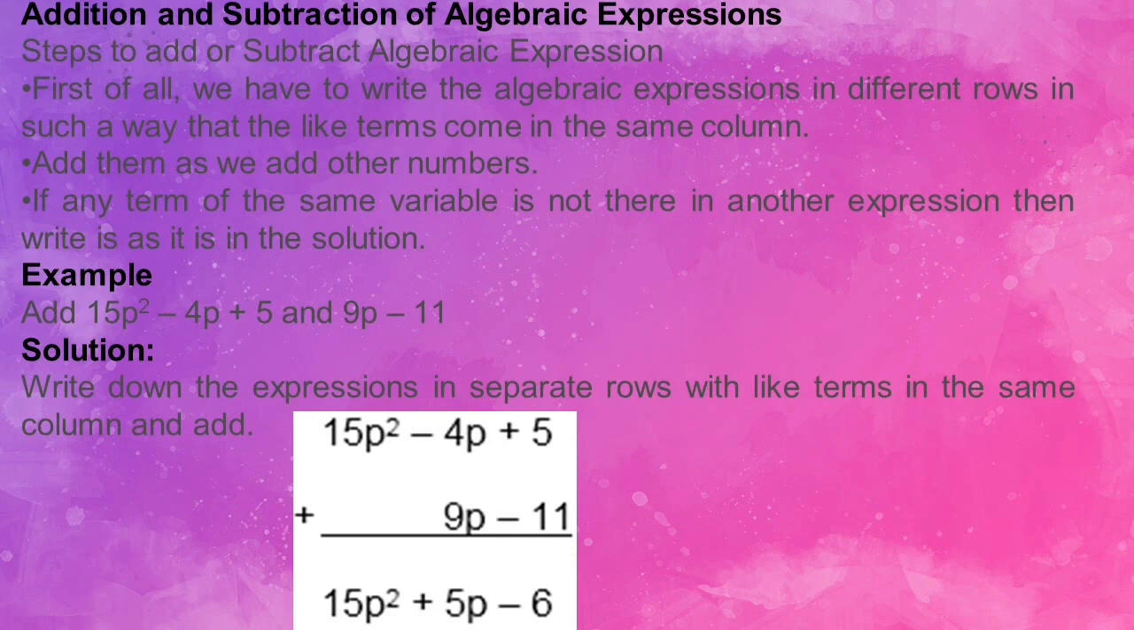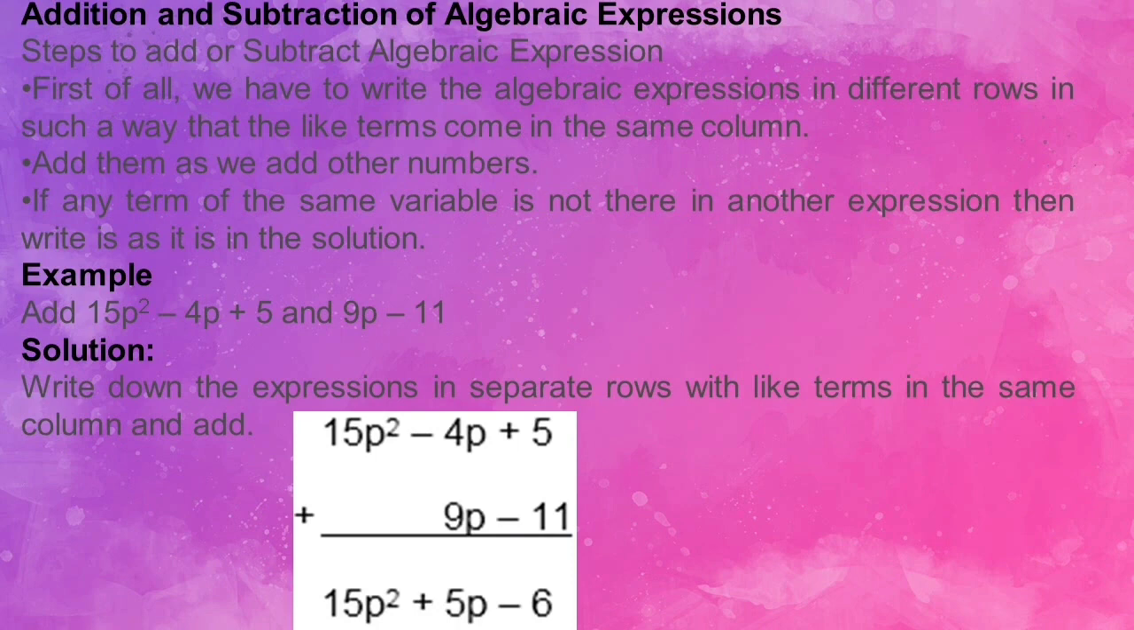If any term of the same variable is not there in another expression, then write it as it is in the solution. For example, add 15p square minus 4p plus 5 and 9p minus 11. So write down the expressions in separate rows with like terms in the same column. So it is 15p square minus 4p plus 5, and in the second we have no term having p square, so there is no term. So write the next term 9p and then minus 11.